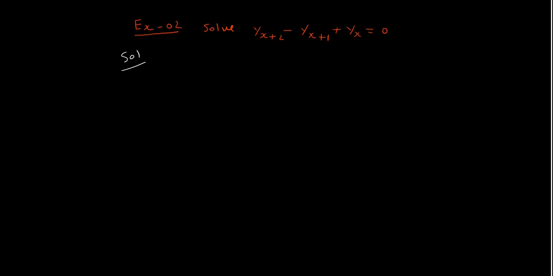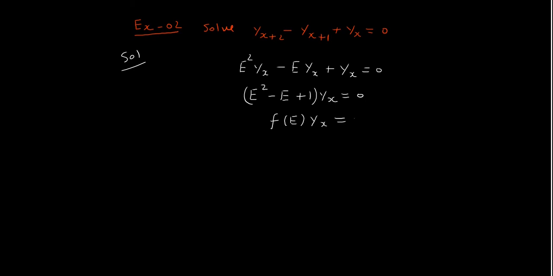First we write it in standard form. To write in standard form, first we write this in terms of the shift operator. The first term becomes E square yx minus E yx plus yx equals 0. So this is also a homogeneous difference equation. If we factor out yx, this becomes E square minus E plus 1 yx equals 0. This means it is a function of E times yx equals 0. To find the complementary function, we put f of E equal to 0.